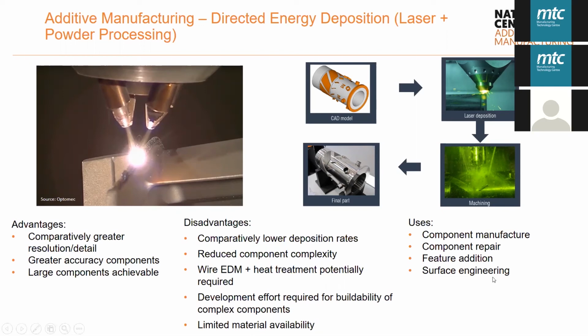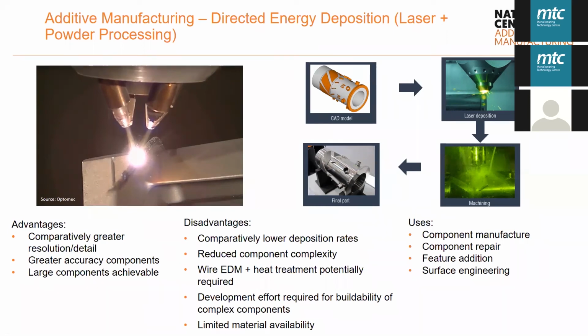Four main use cases for this: so you can manufacture a component, so you can build up the component in 2.5, 3-axis, potentially 5-axis if you're using a CNC system, or 6-axis if you're using a robot. But you can build up a component using this type of technology to create an AM component, essentially.